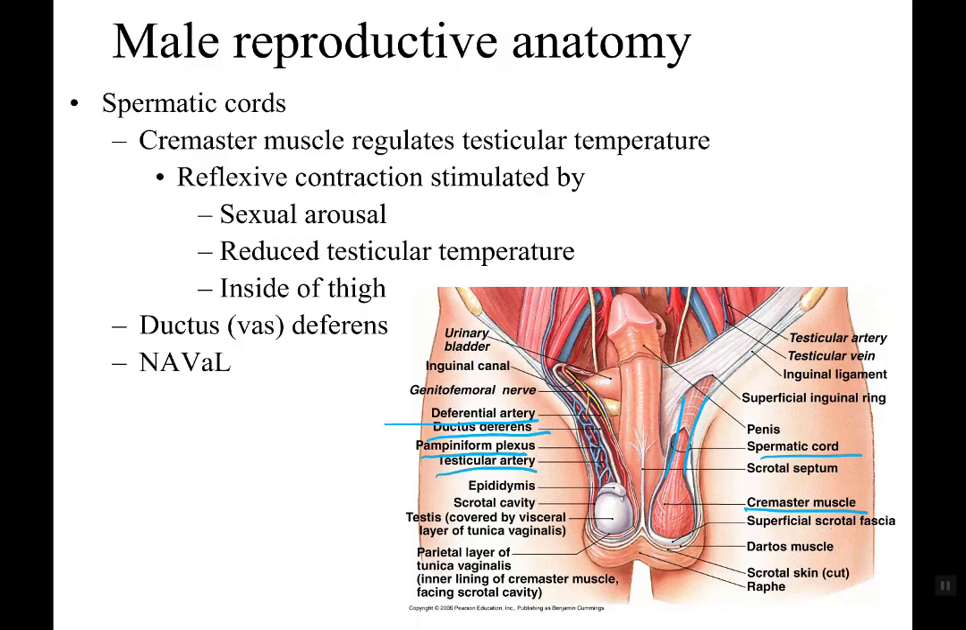So it contracts reflexively. Although the cremaster muscle is technically a skeletal muscle, it is governed by reflexes, so not entirely voluntary. And this is stimulated by sexual arousal, reduced testicular temperature, so it moves the testes closer to the body if they're cold, and also reflexive contraction if the inside of the thigh is touched. So it moves the testes away from the inner thigh.